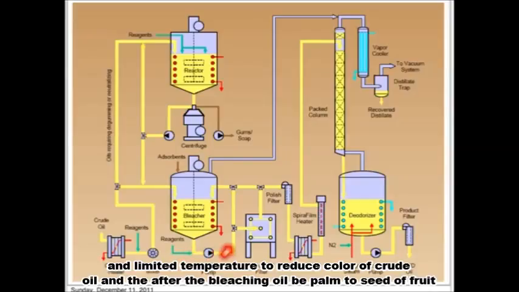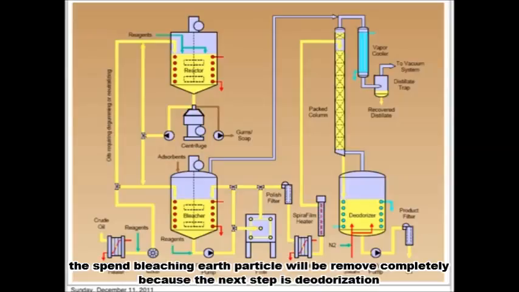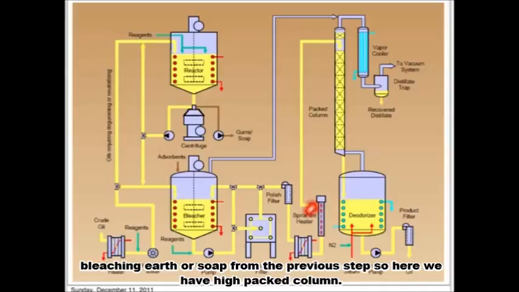And after the bleaching, the oil will be pumped through a series of filters to separate the oil from the adsorbent material, and perhaps some polishing step to ensure the spent bleaching earth particles will be removed completely. Because the next step is deodorization. So before the oil goes through the deodorization process, it's very important to make sure the oil doesn't contain any residual bleaching earth or soap from the previous step.